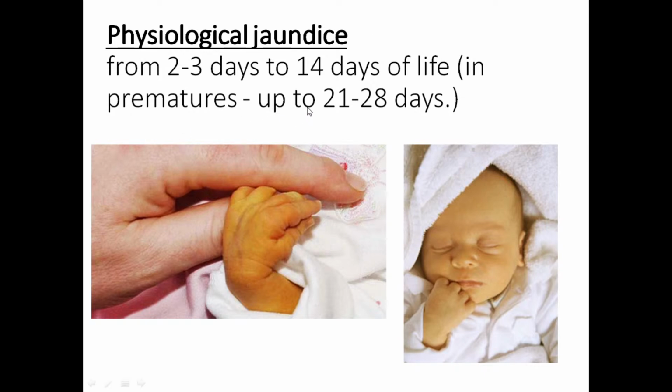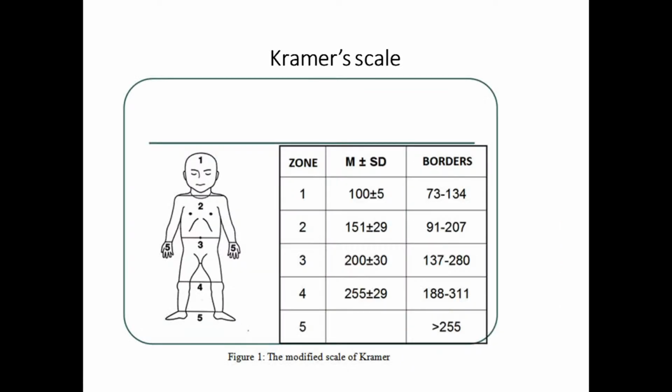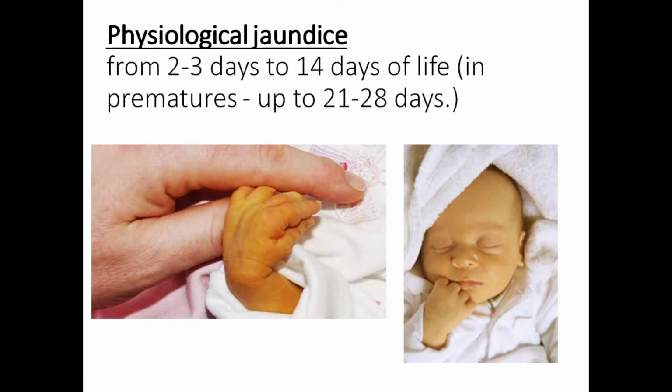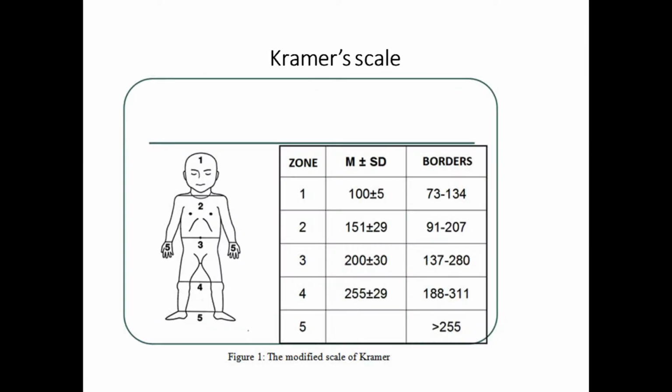In a premature baby, it can start later, and it can last until the end of the first month of life. And you should analyze the level of jaundice. The normal physiological jaundice is up to about 200 micromole per liter of bilirubin, and in a situation when you can't prescribe a biochemical test, you can analyze the localization of the yellow color of the skin, and we have Kramer scales.